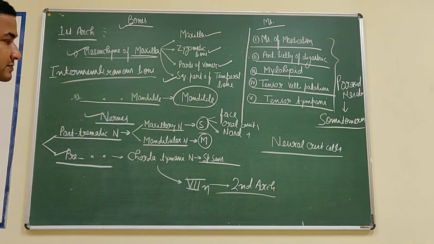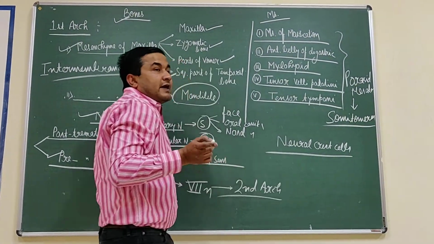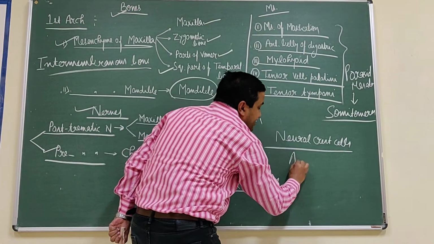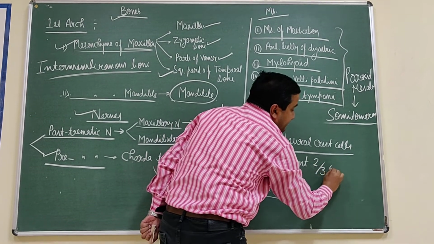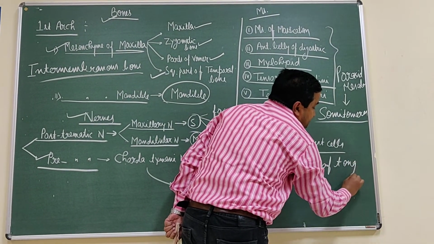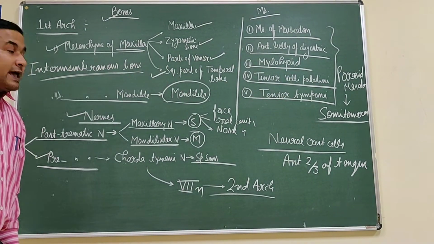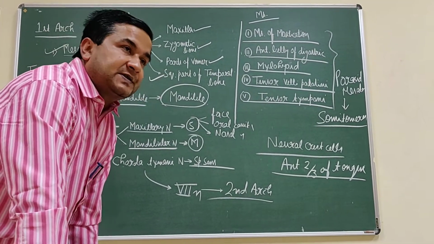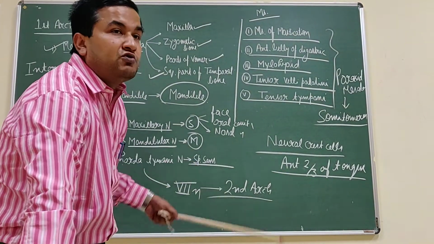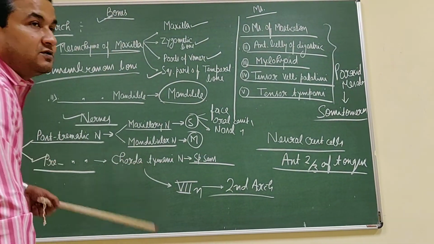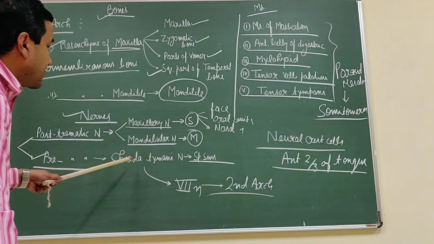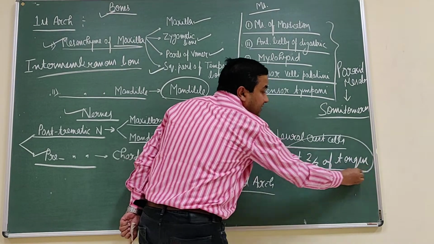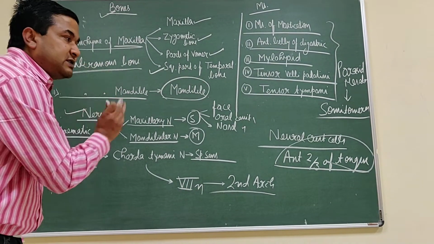Now there is a question, and the answer of this question is related to embryology. For example, the anterior 2/3 of the tongue has a dual nerve supply, general sensation and special sensation. General sensation is by the lingual nerve, that is the branch of the mandibular nerve, while the special sensation is by the chorda tympani nerve. Why? Because the anterior 2/3 of the tongue is developed from the 3 swellings.